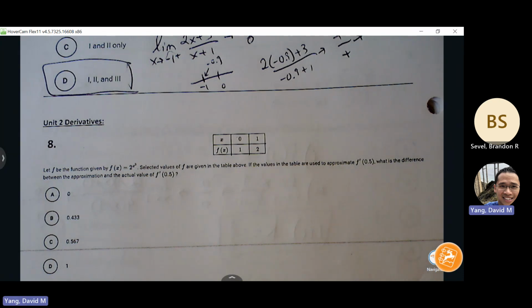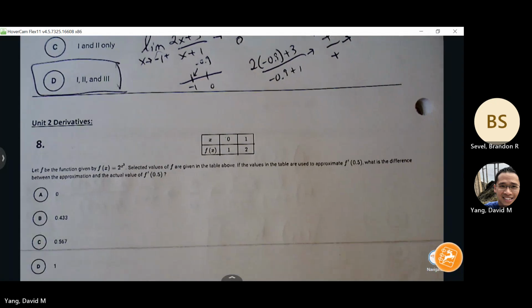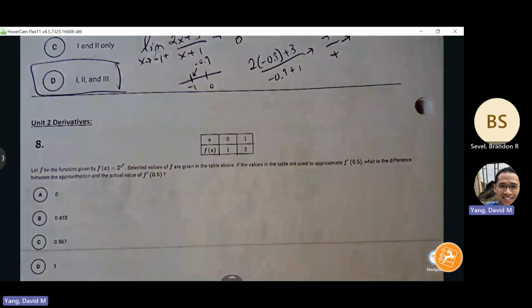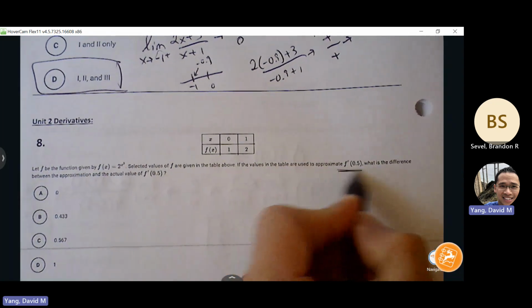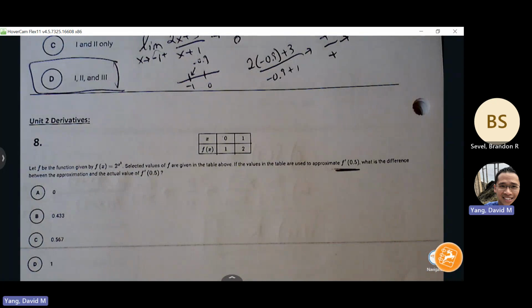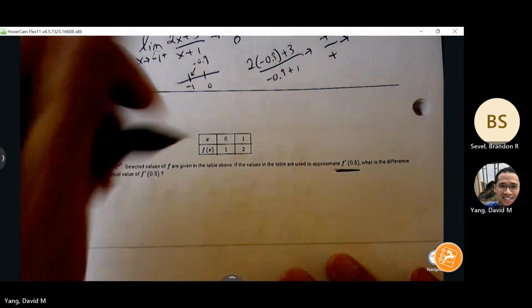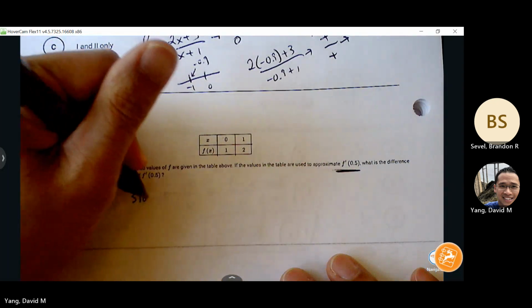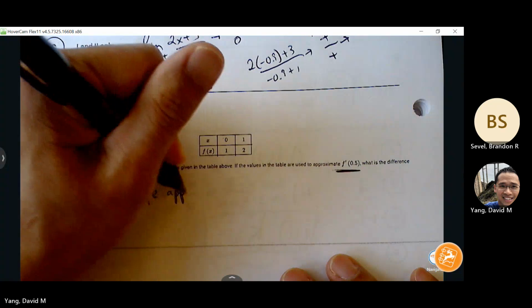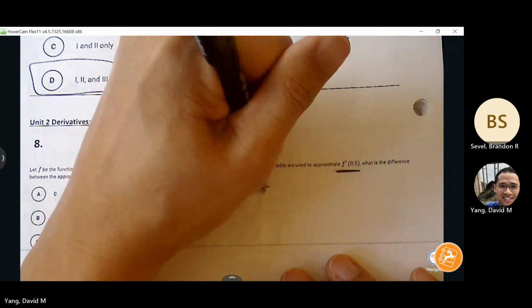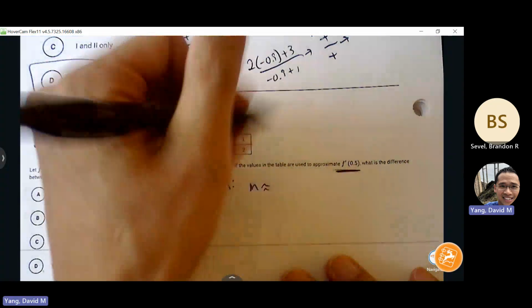Okay, starting on page 36. We've got function 2 to the x squared. Select values of f are given. Approximate f prime of 0.5. So we just find the slope between the points to approximate. So change in y over change in x.